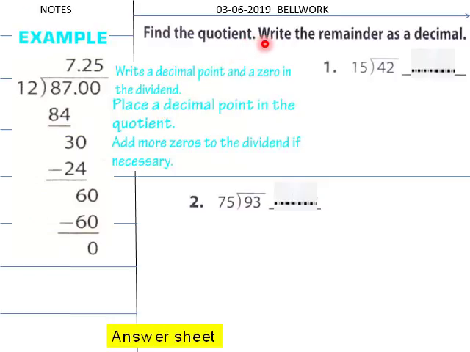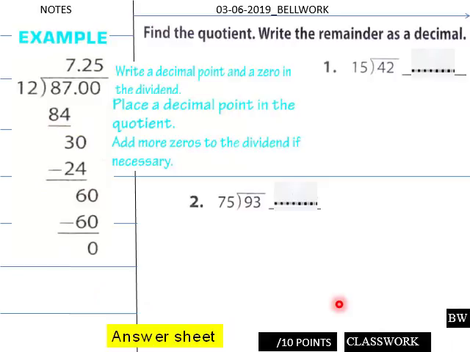Find the quotient, write the remainder as a decimal. Students, find the quotient here, and here would be your answer. Teachers, give your students about 5 minutes, and then the answer there is 1.24. Make sure they have their decimal point in the right place.